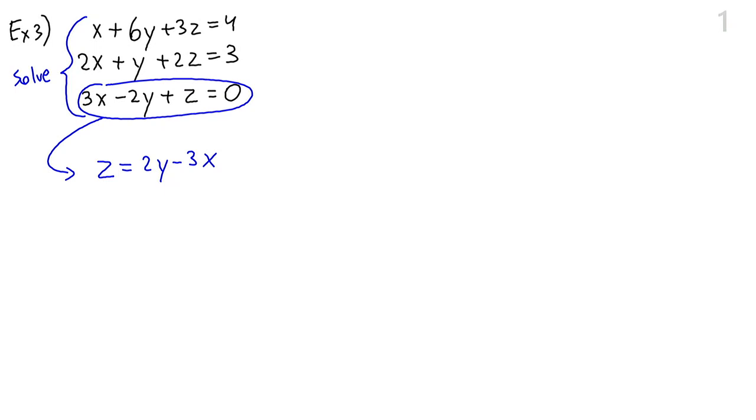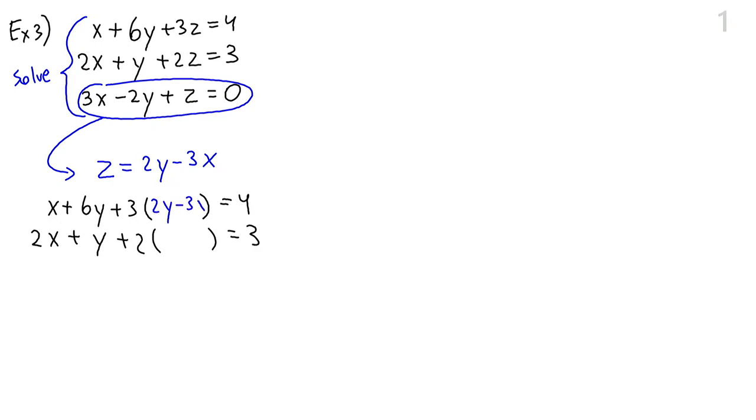So what do those become? First one is x plus 6y plus 3 times z equals 4. And the second one is 2x plus y plus 2z equals 3. And now instead of z, we're going to put in 2y minus 3x.